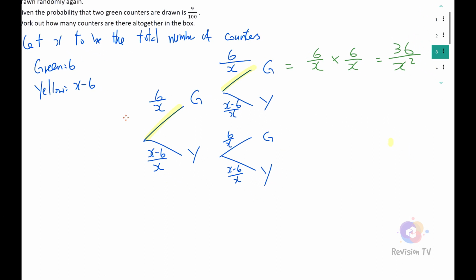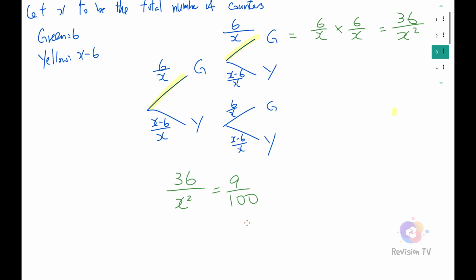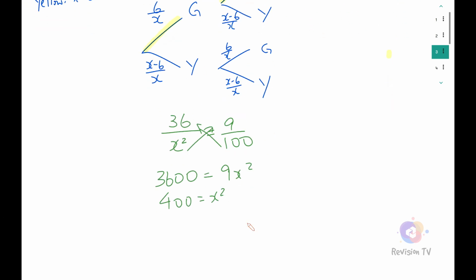What we know is 36 over x squared will equal 9 over 100. We're told the probability equals 9 over 100. Next, we can cross multiply. 36 times 100 is 3,600 equals 9x squared. Divide by 9, 400 equals x squared. Square root of 400 is plus and minus 20, but we know counters cannot be negative, so it's 20. So therefore, the total number of counters is 20. Okay, and that's the answer.